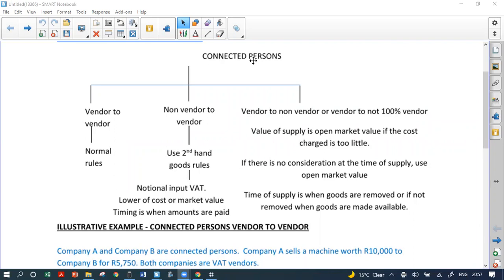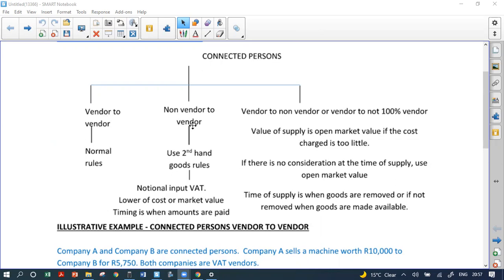So Macro's got a branch in Woodmead, and Macro's got a branch in Crown Mines, and it's the same company selling to itself with branches, whereas with connected persons, different companies within the same group are selling to each other. So guys, the rule for connected persons for VAT is if it's vendor to vendor, normal rules apply. I charge you, you pay output VAT to me, I pay it across to SARS, you claim input VAT, SARS pays it back to you. Everything's in a null position.